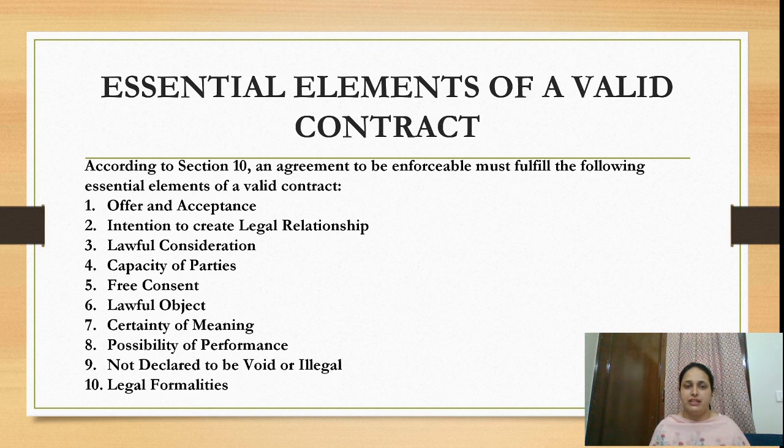So, a valid contract is one which fulfills all these 10 essential elements of contract. If any one of it is missing, then that is said to be invalid contract.